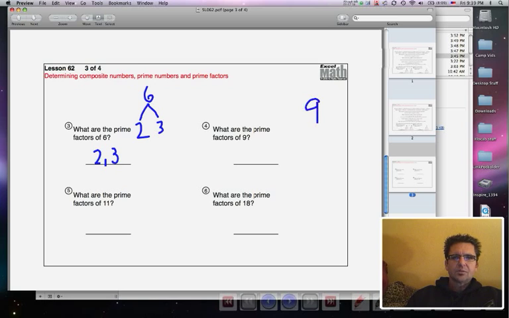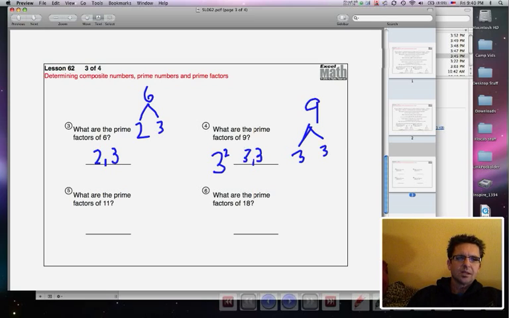Alright, prime factorization of 9. 3 times 3 is 9, so the answer is 3 times 3, or 3 squared is another way to write that. Prime factors of 11, there are no prime factors of 11 because 11 is a prime number. So the answer is none. We can't put any 1s in our answer. So if you put 1 times 11, that would not be correct.